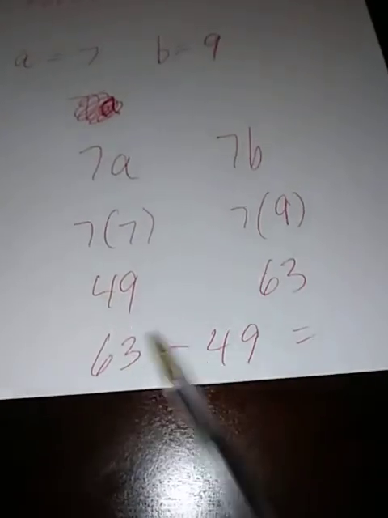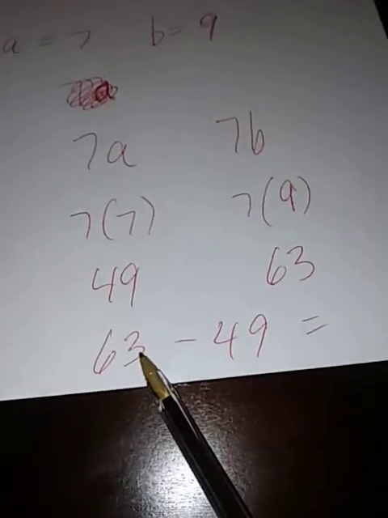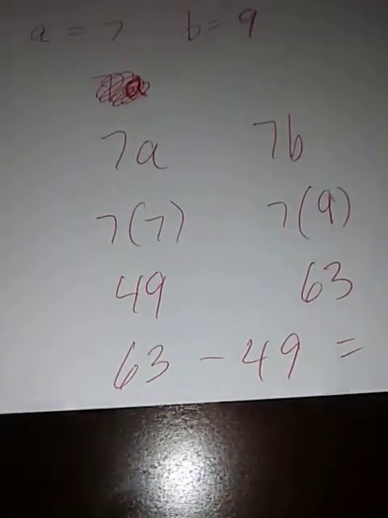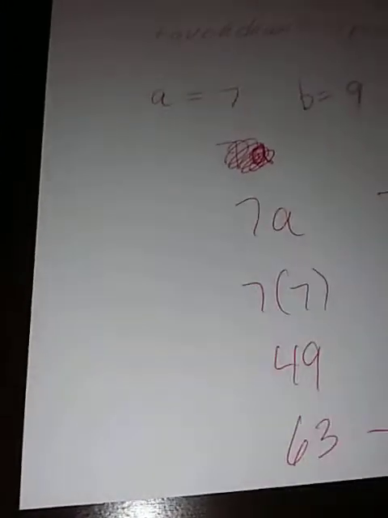So I'm just going to rewrite it real quick. Make it easy for myself. And this one you can do in your head. 63 minus 49. Well, think of it as money. What is $63 minus $49? That is $14. $14. Or in this case, they scored 14 more points.